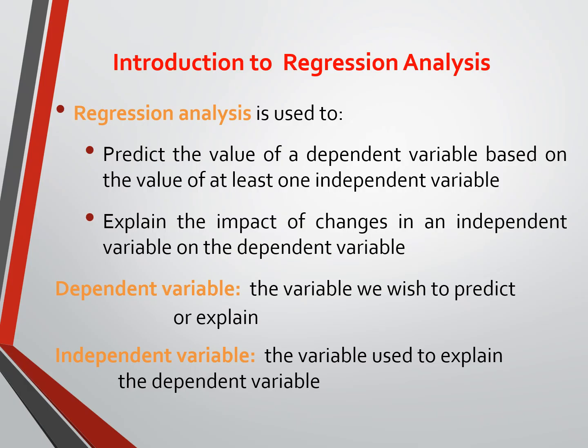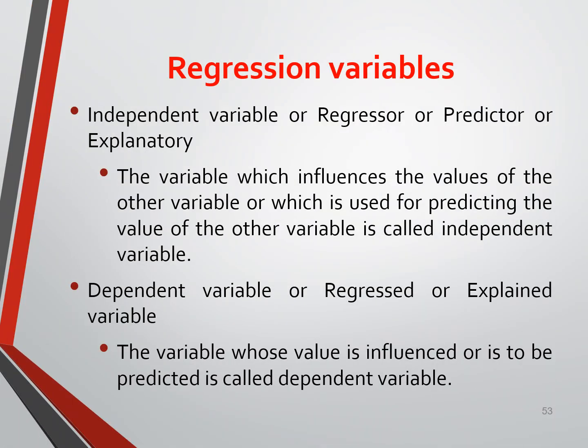Yesterday I already explained the meaning of dependent and independent variables. Independent variables are also known as regressors. Some of the research books name it as a regressor, some name it as a predictor, some name it as an explanatory variable. So any word you can use. Dependent variables are being used by some authors as the regressand and some as the explained variable.